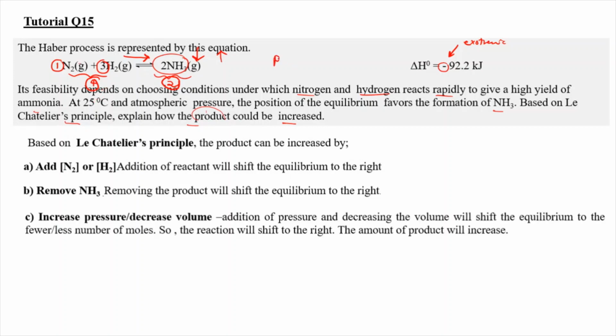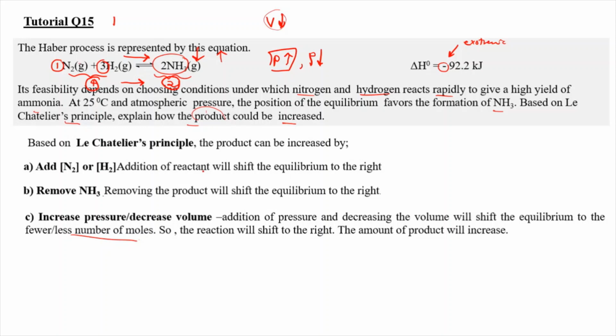So when pressure increases, we need to reduce the pressure back according to Le Chatelier's principle. So it needs to shift to the side with fewer moles. Okay, and as a result, the concentration of ammonia is going to increase. You can adjust the pressure or you can decrease the volume, because when volume decreases, pressure increases, and then the same effect takes place.